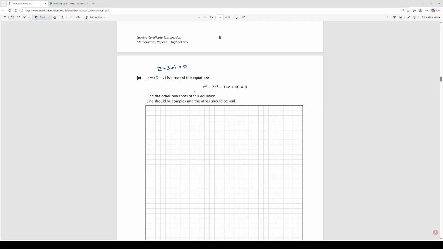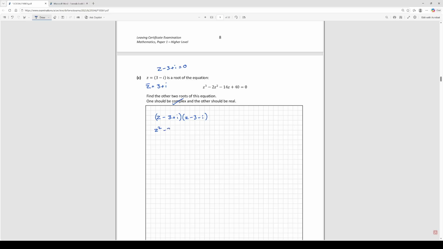But the conjugate root theorem says that if there are no i's here, which there are not, then the conjugate, z bar, which is 3 plus i, would also be a root. So that's my second one, the one that is complex. Now it said 1 should be real, and that kind of makes sense. So what I'm going to do is say z minus 3 plus i is one factor, z minus 3 minus i is the other, and I'm going to multiply them out.